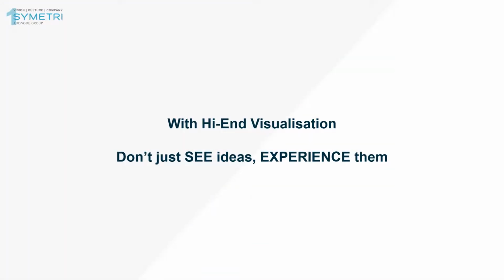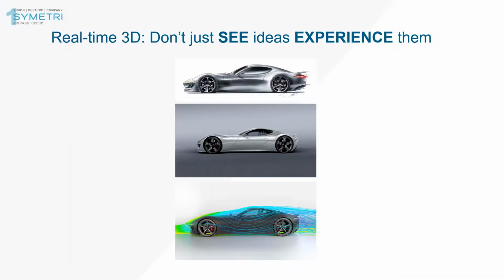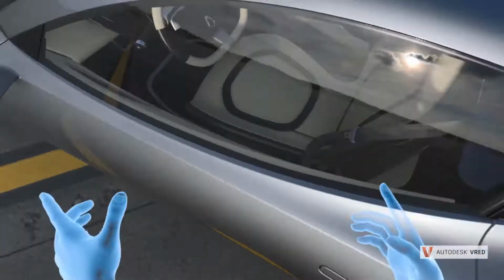So we've talked about what high-end viz is. We just don't want to see ideas. We want to experience them. So we've talked about the statics. We've talked about drawings. We've talked about renderings. We've talked about simulations. And this is all information that's really valuable. But when you put it into the real-time asset, there's other ways to be able to present it. One way would be to do so in VR.